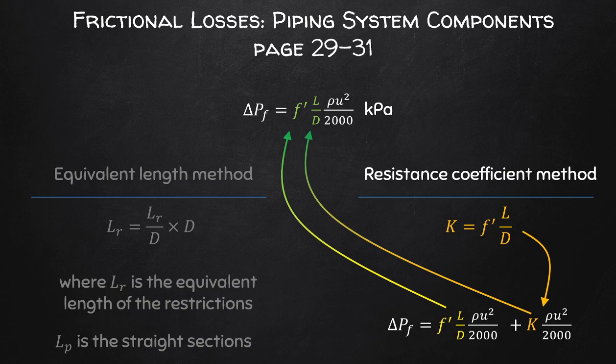So we can therefore put these two terms into our equations that we are working with, the Darcy-Weisbach equation, in the following format. And it looks something like this, and then obviously we can simplify it to this. In other words, we have in the yellow the LR over D, and in the orange we have the resistance K divided by F prime.